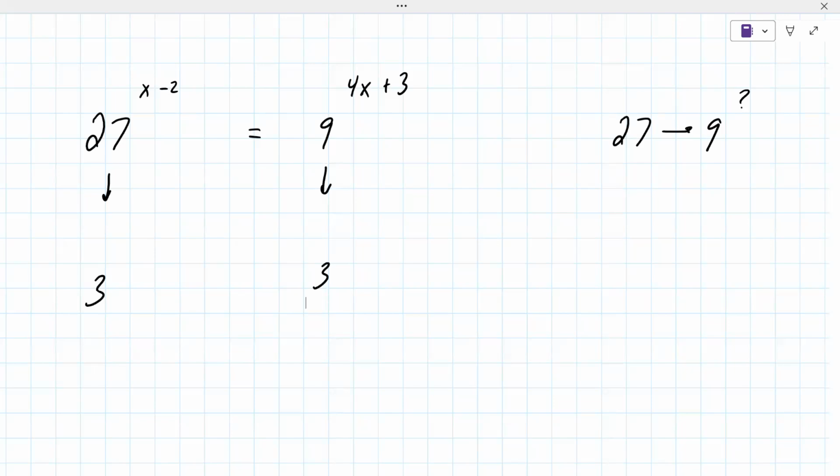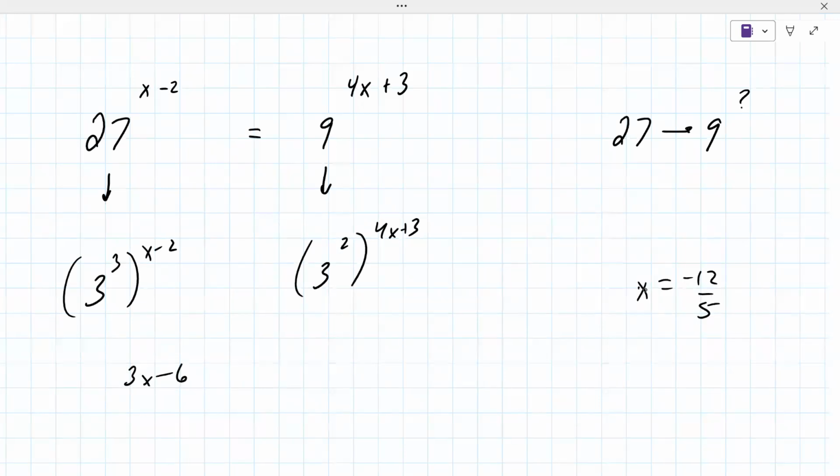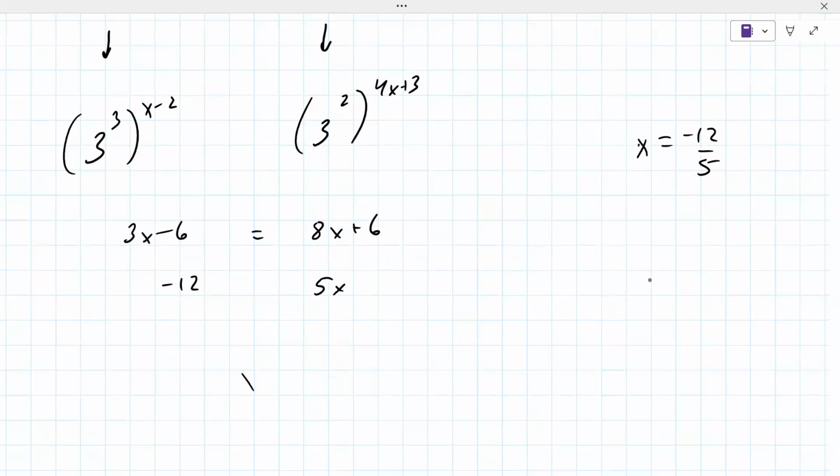I got x equals negative 12 over 5. Let me solve one of these here. I haven't done that in a while, so just to make sure I'm looking at the numbers there. Okay, so this is 3x minus 6 equals 8x plus 6. Should get 5x equals negative 12, and like you said, x equals negative 12 over 5.